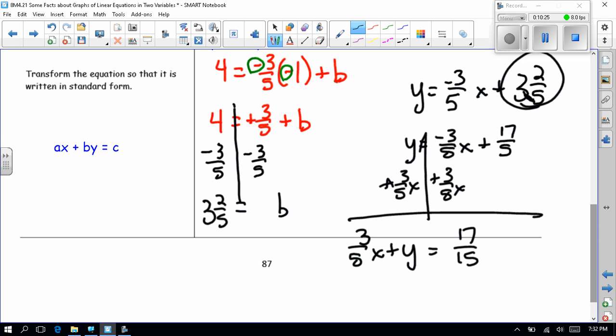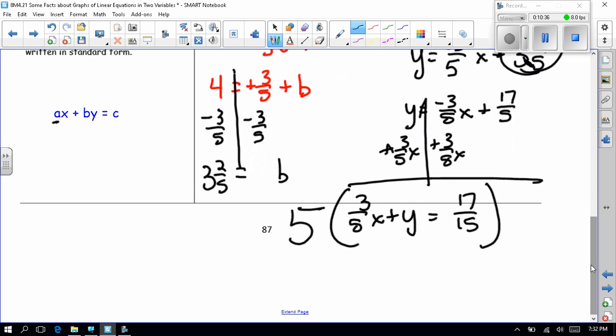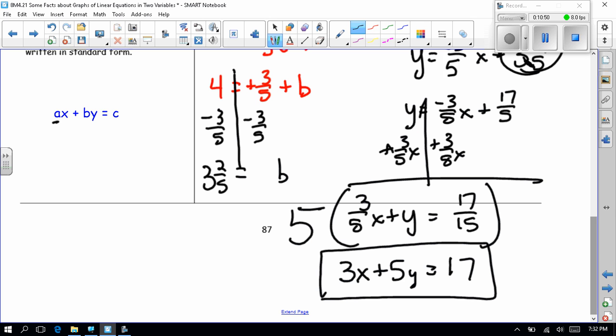In standard form, the number that is in front of the x cannot be a fraction. It's got to be an integer. So I'm going to multiply through by a 5. 5 times 3/5 is 3. So I've got 3x. 5 times y is 5y. 5 times 17/5 is going to be 17. So in standard form, the equation would be 3x plus 5y equals 17.